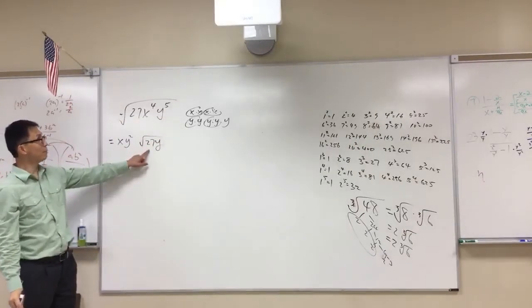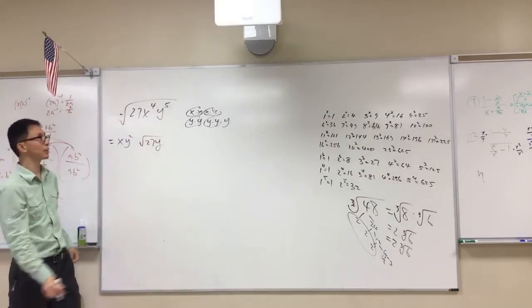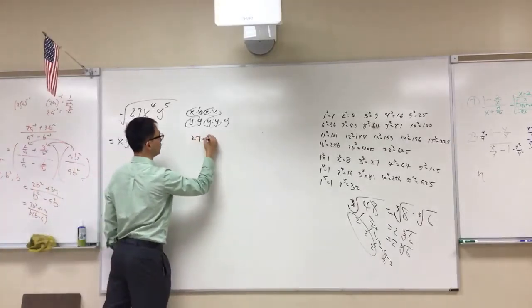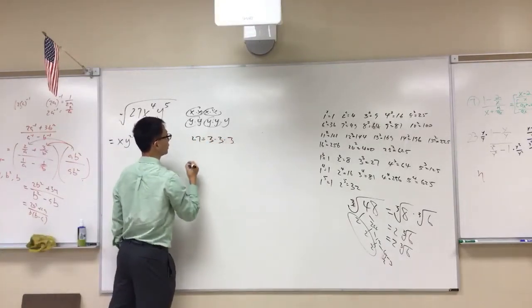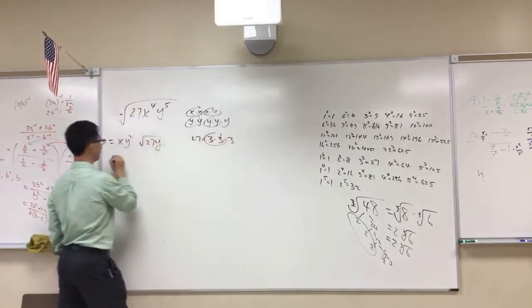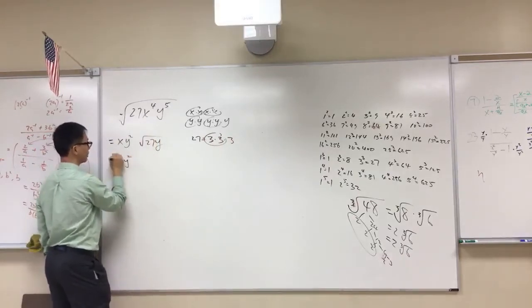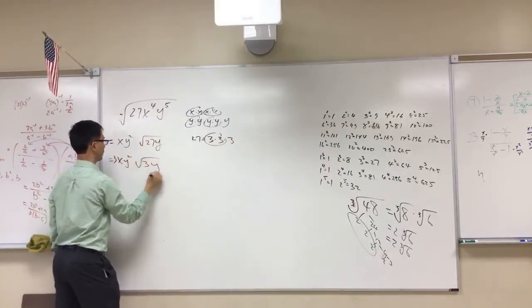And then 27, then you say, how do I do 27? Well, 27 is equal to 3 times 3 times 3. So there's one group, so 3, and square root of 3y.